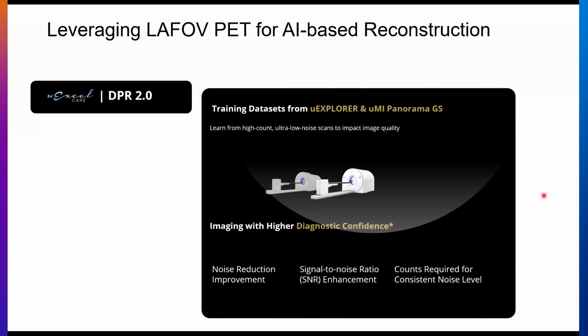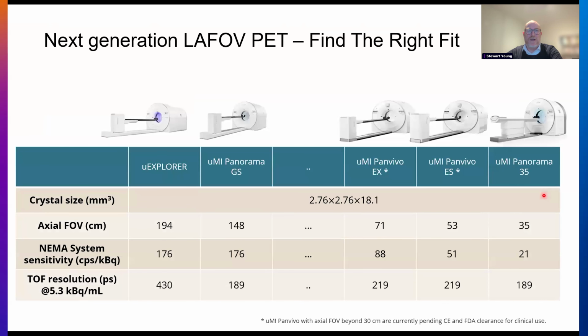So AI-based reconstruction is the next thing on the field. But I also wanted to say very briefly here, where's long axis field of view going next? We've talked about the Explorer system and the Panorama system, but what about in between? I think this is what's starting to happen as well. These systems are, of course, fantastic. They come with their own price tag.